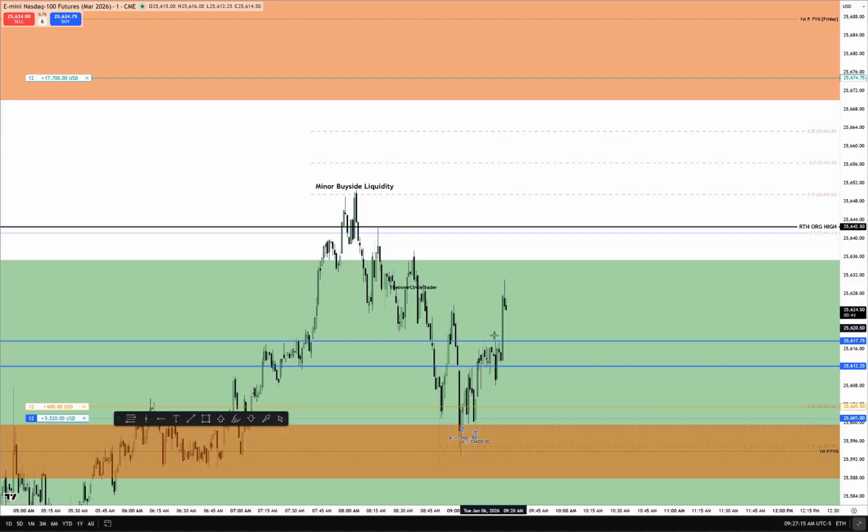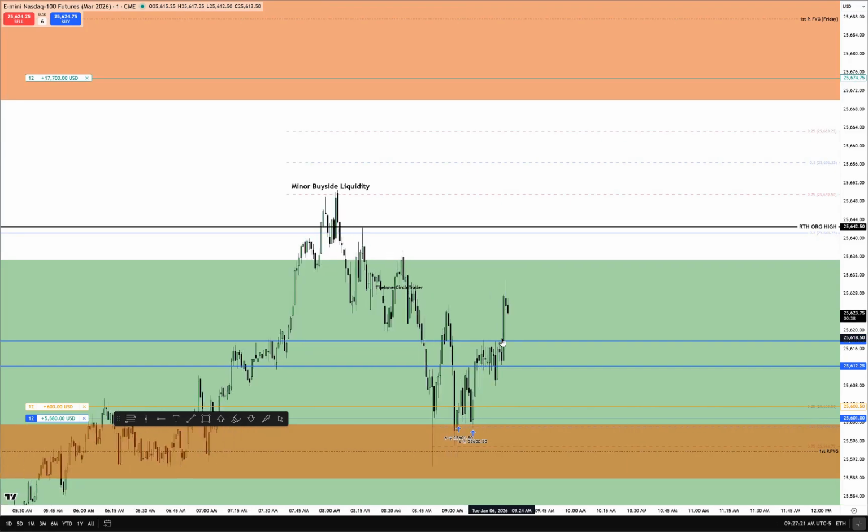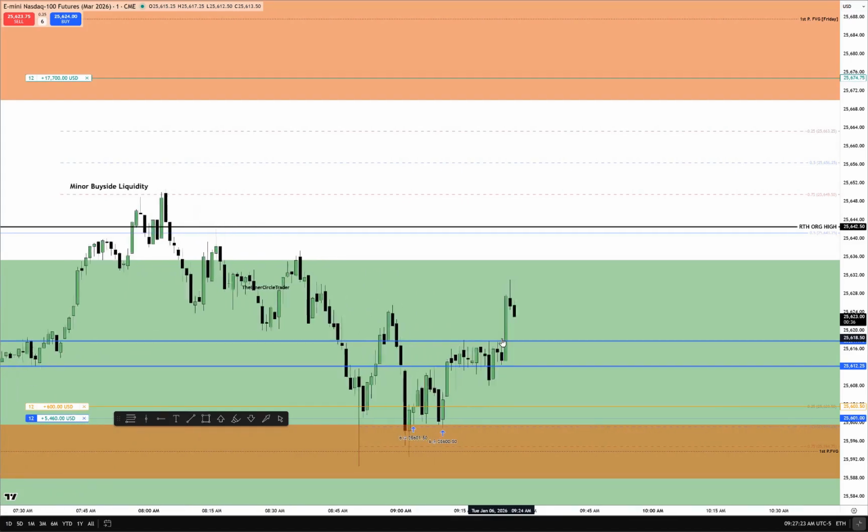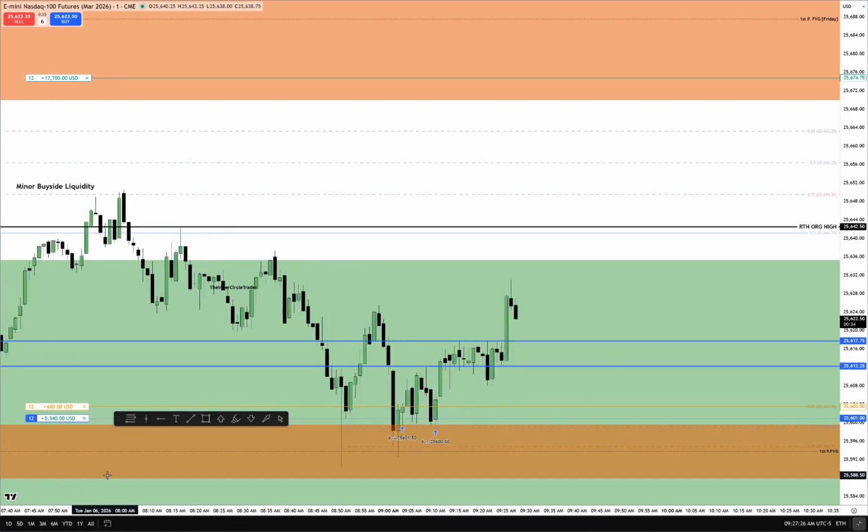This long up close candle, I don't want to see it completely overlap on that. Ideal if it leaves a small little portion of it open.